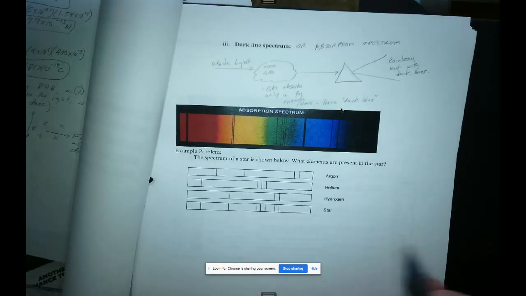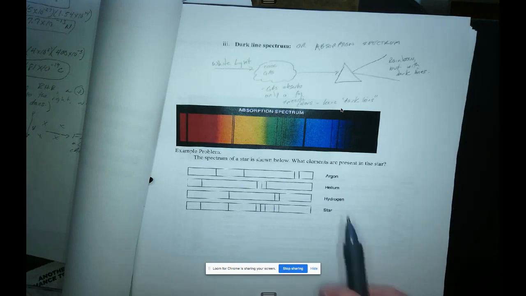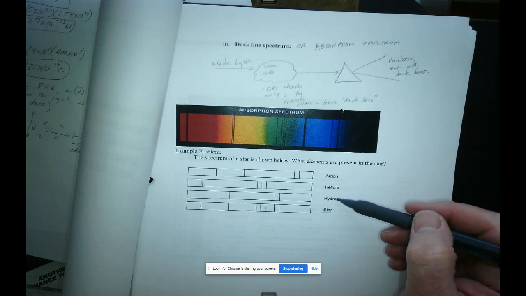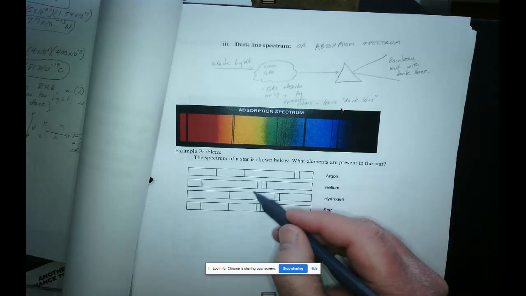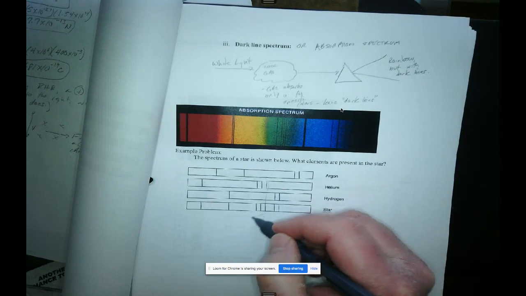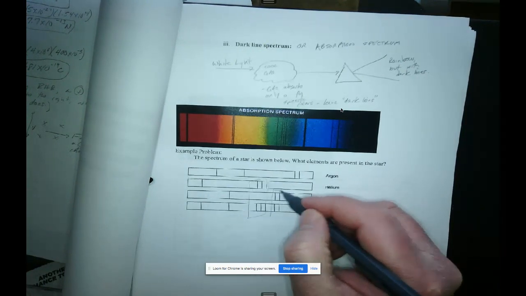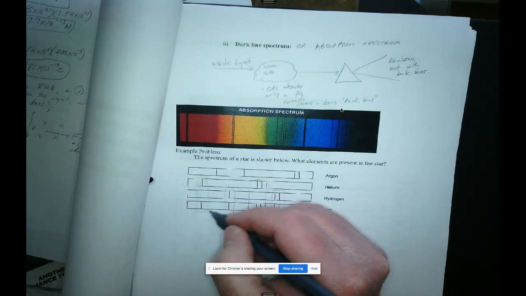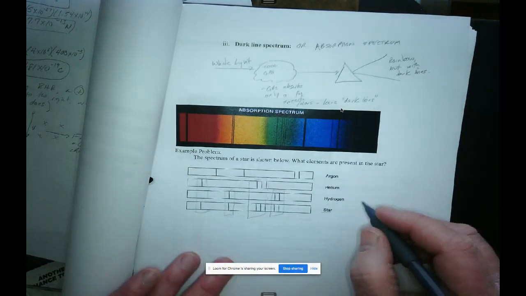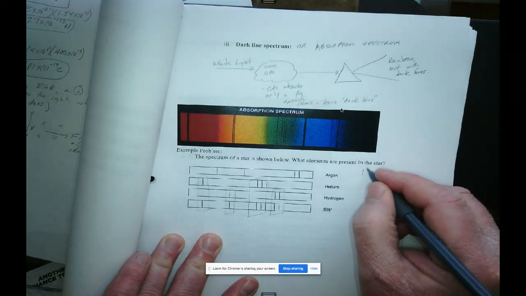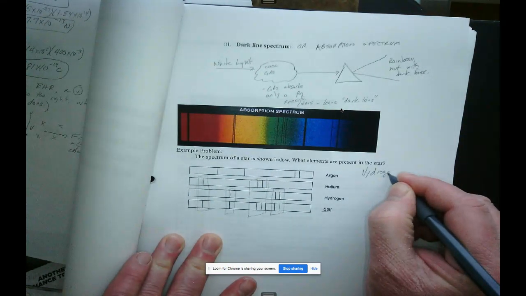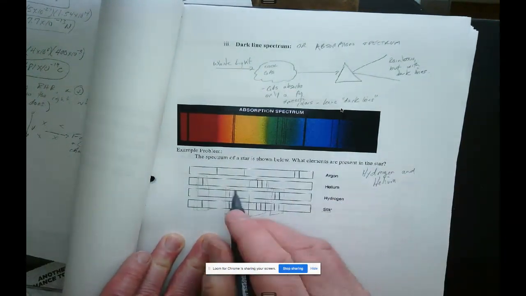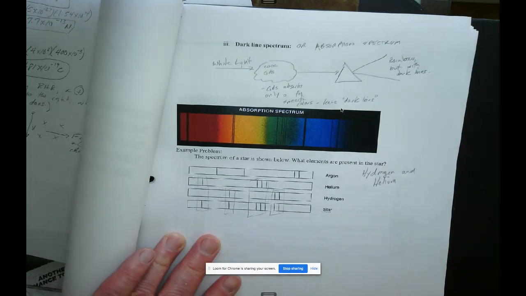Now, here is an example of how we would use it. And it's really straightforward. We just want to see what elements are in this star. So I'm comparing with 3 known elements, and it's just a matching game. I see these three here, they match up with those. These two match up here. This matches here, and this matches here. So I can tell that hydrogen and helium are in the star. But argon's not, because the star doesn't have the lines from argon.